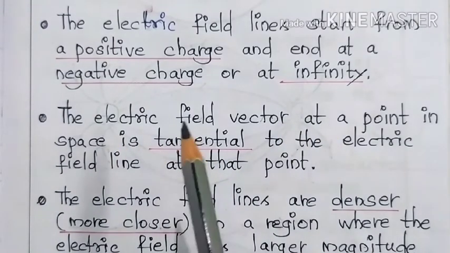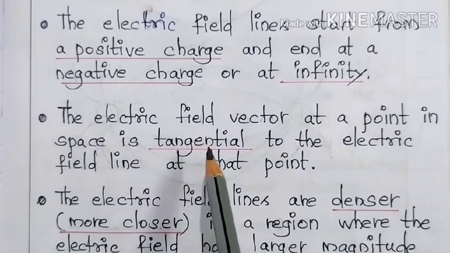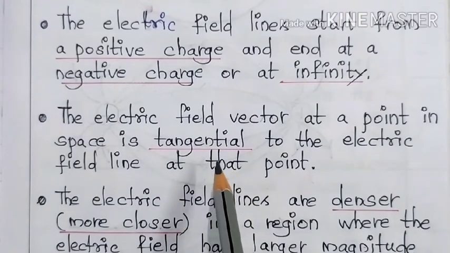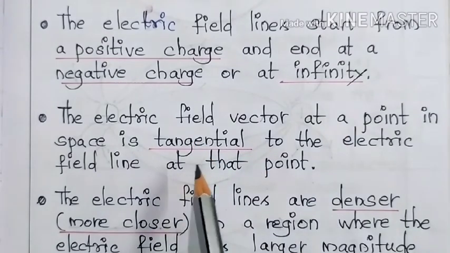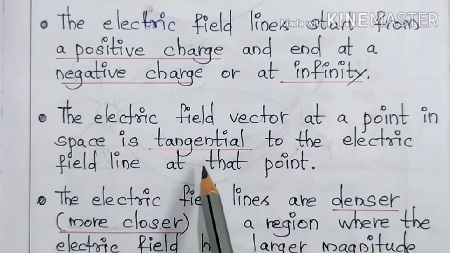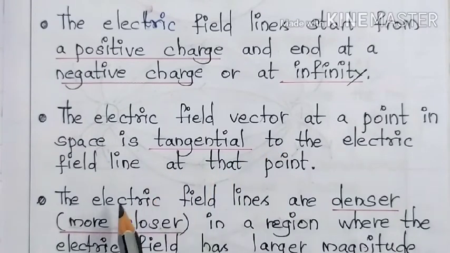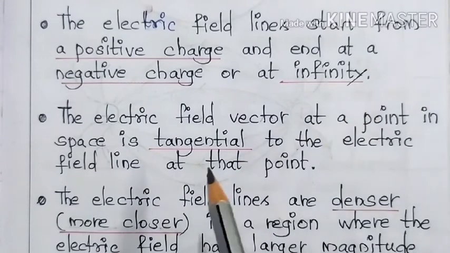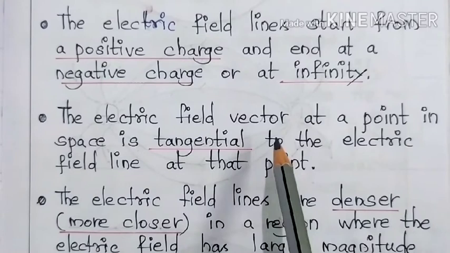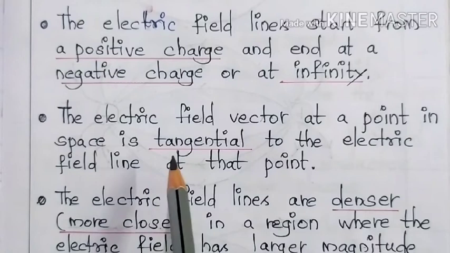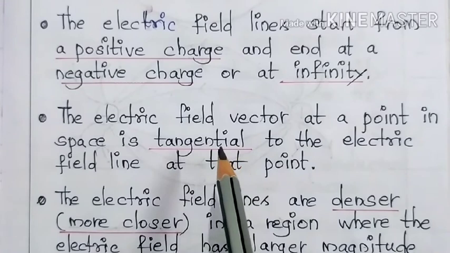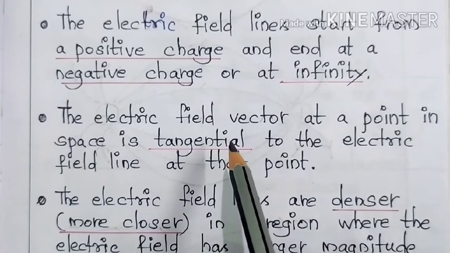Now, if you would like to find the direction of the electric field at a particular point, then what are we supposed to do? Take a point on any electric field line and draw a tangent at that point. Now the direction of the tangent gives the direction of the electric field at that point. You would be understanding clearly when you have a closer look at the diagram, which I am going to show later on.